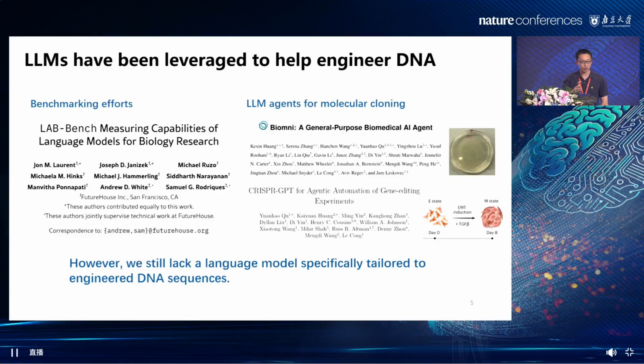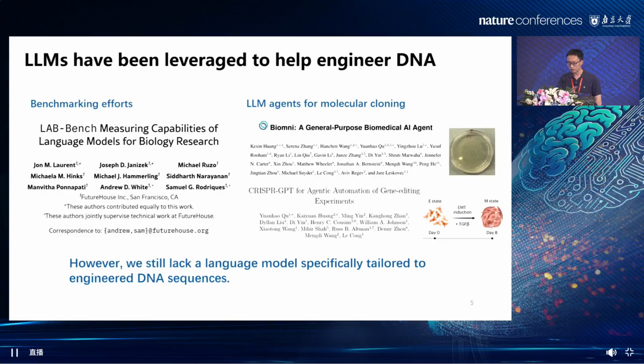Large language models have been used to help us engineer DNA. Maybe 1 or 2 years ago, Future House proposed LAB-Bench, which tries to evaluate how large language models can help us do molecular cloning. More recently, Belmani from Julia's lab at Stanford, and also CRISPR-GPT from Congle's lab and Mengdi Wang's lab, are trying to use LLM agents to give us step-by-step instructions about how we can do molecular cloning.